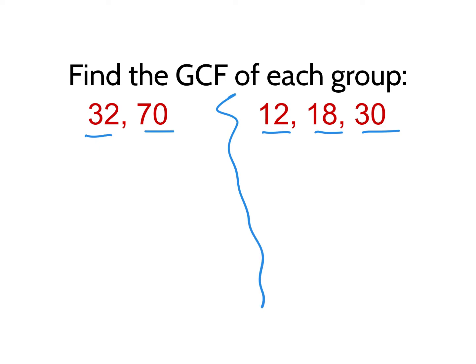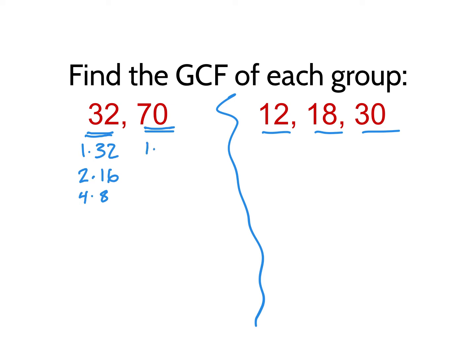So I'm doing these as 2 separate problems here. I'm finding the greatest common factor of 32 and 70. So I'm going to do the same thing I did in the first learning target. I'm going to say 1 times 32, 2 times 16, 3 doesn't work, 4 times 8, 5 doesn't work, 6 doesn't work, 7 doesn't work, and now I'm back to 8.